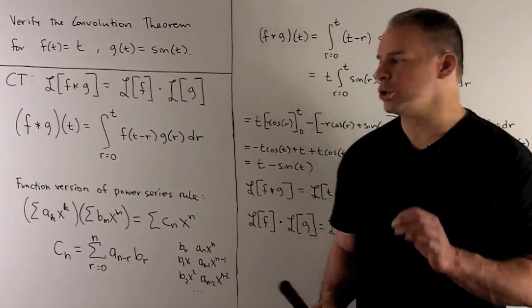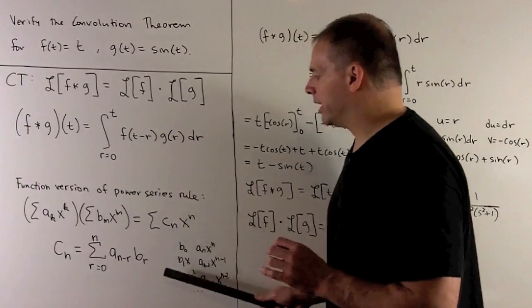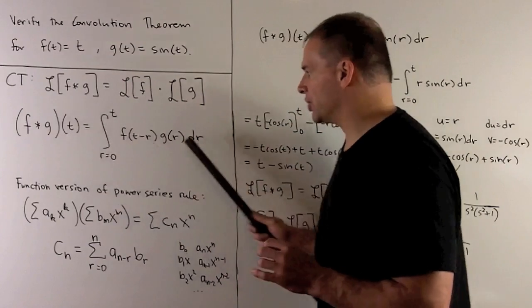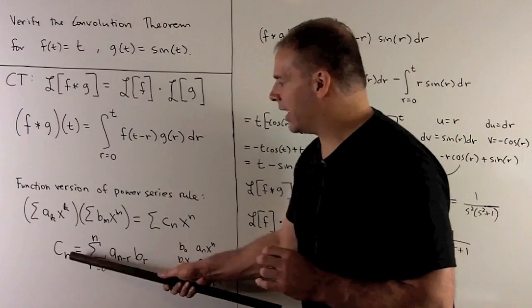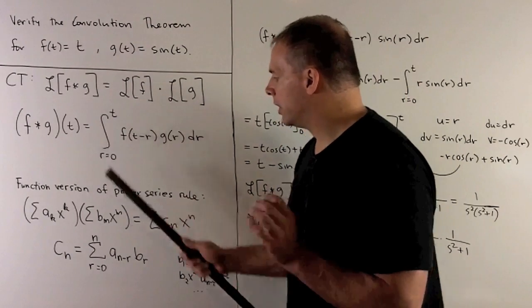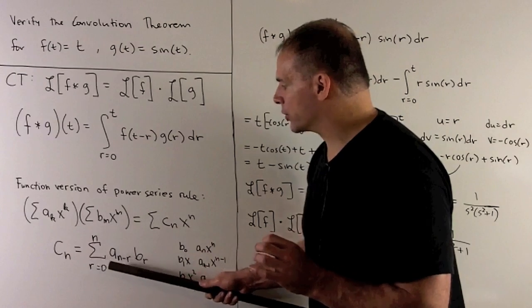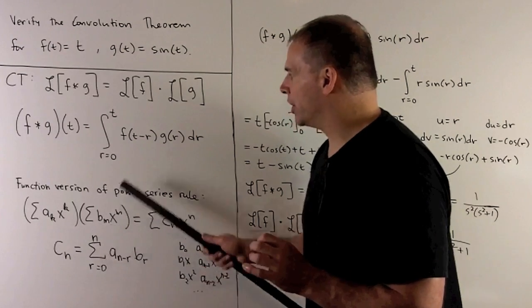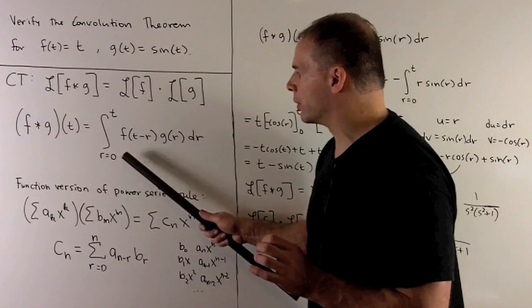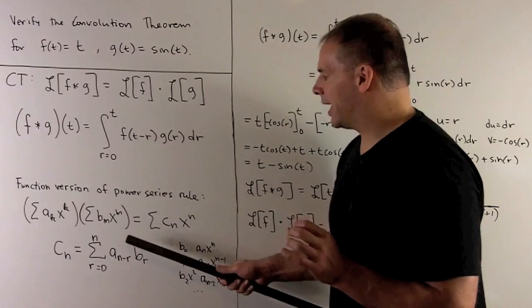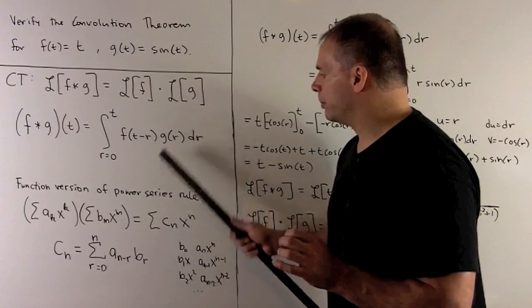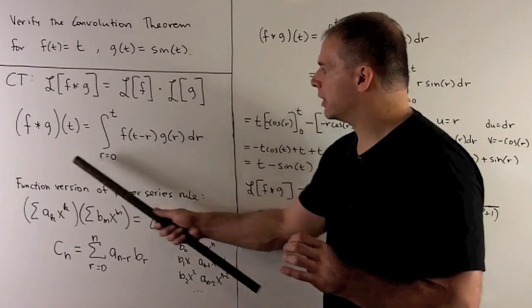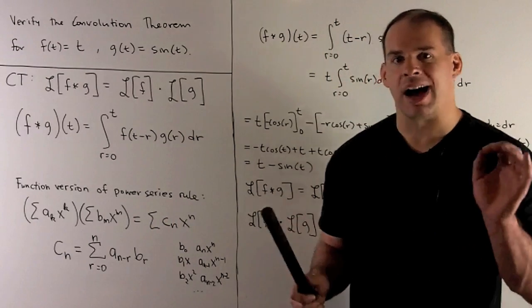So our convolution is just taking this formula and applying it to functions. The n turns into our t. We're summing as r goes from 0 to n, and that turns into our integral going from r equals 0 to t. Then a becomes f, b becomes g. So that's where we get our convolution from.